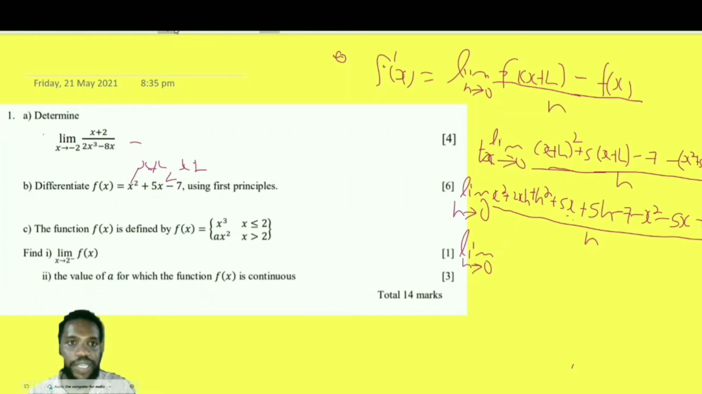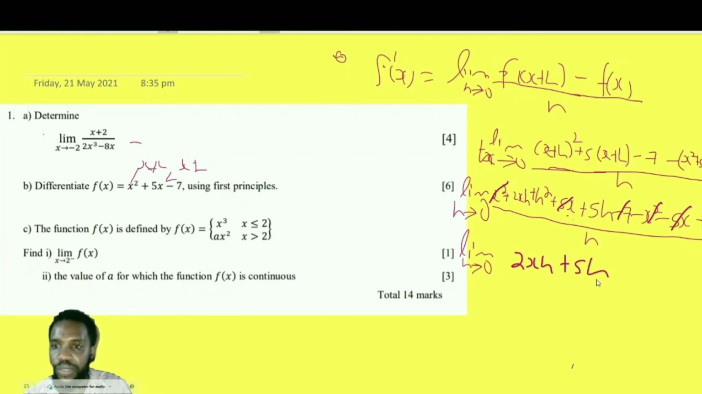Now you're going to see some things that can be cancelled out here. Let's go ahead and cancel them out. So that cancels that. 5x takes out 5x, minus 7 takes out 7. So all I have here is really 2xh plus 5h. Do I have anything else? Plus h squared. That is what I'm going to have all over h.